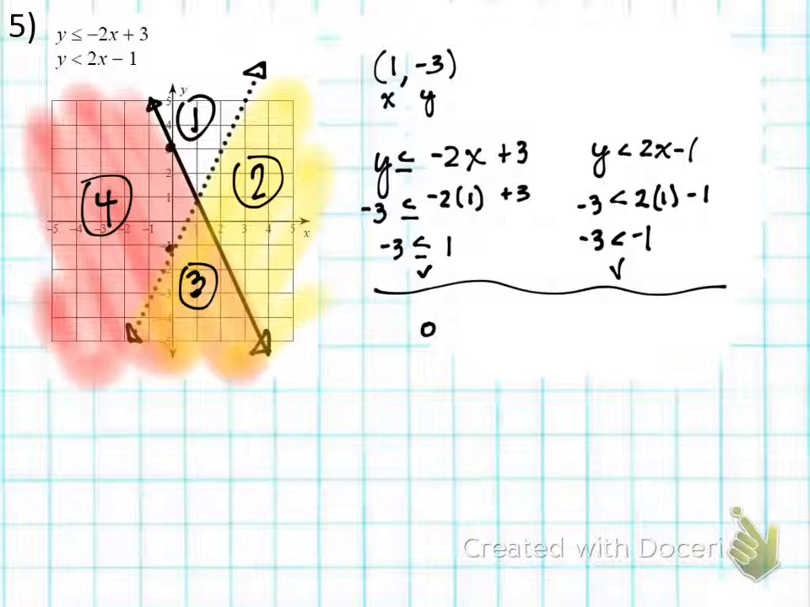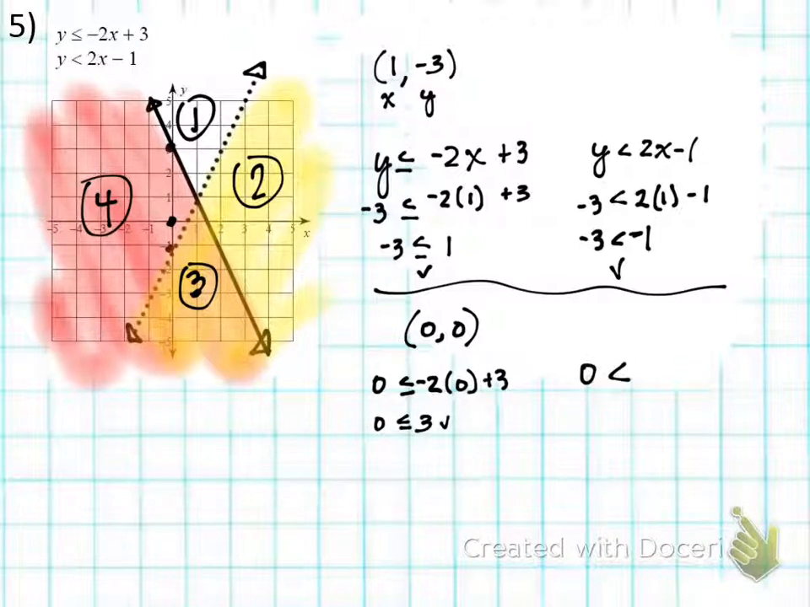Now, what if I pick (0, 0)? What if I pick this point here, (0, 0)? Let's see if this works. If I plug in (0, 0) on this first one, you get 0 is less than or equal to 3. Is that true? Yeah, that's definitely true.